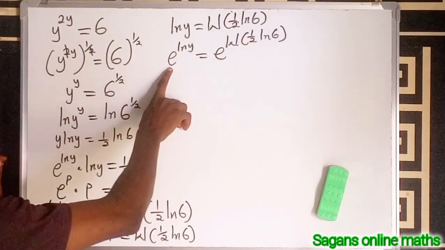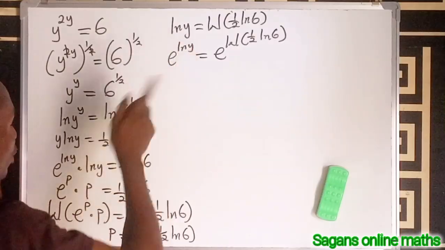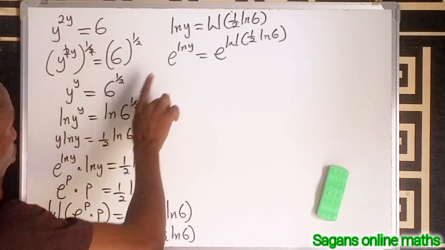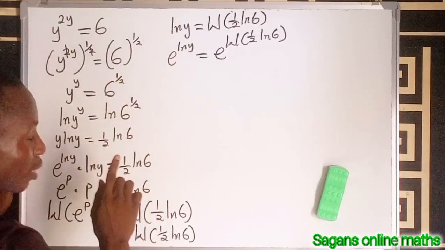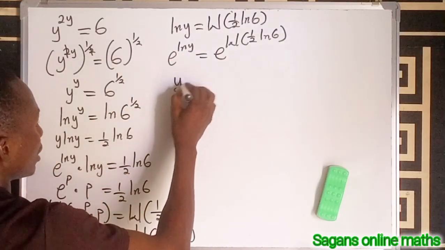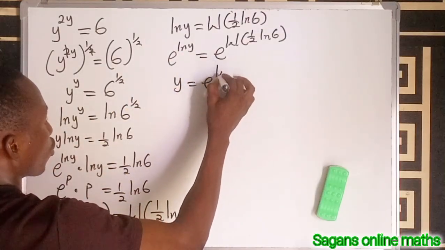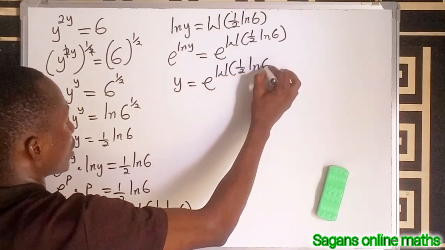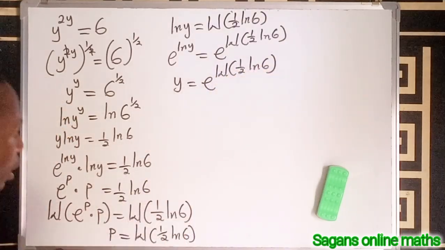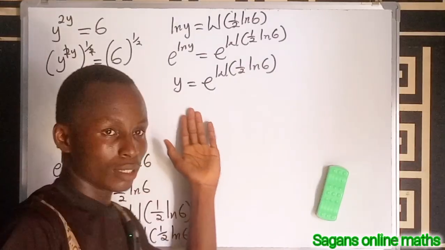But at this point that we're having e raised to the power of ln y, by definition of logarithm, we know that e raised to the power of ln y will just give us y. So the outcome of this is just y. So we have that y is equal to e raised to the power of the Lambert W function of 1 over 2 ln 6. And this is the value of y.